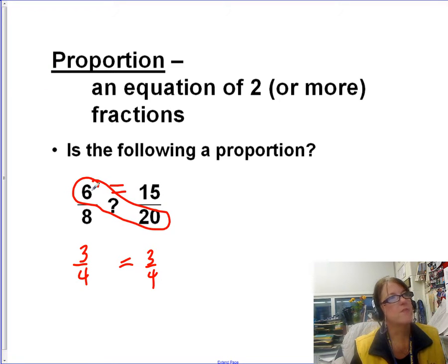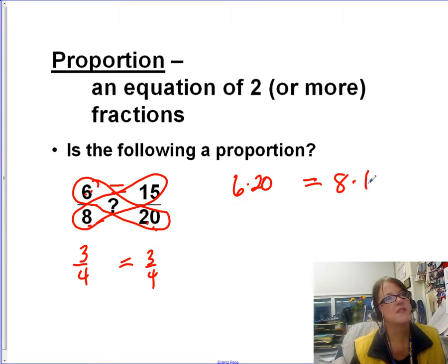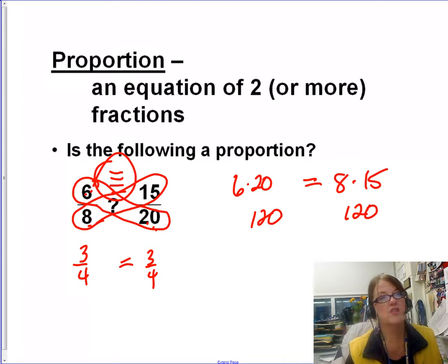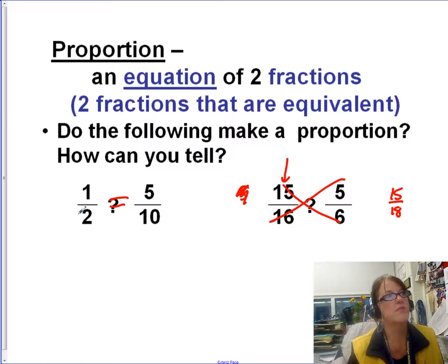If it really is a proportion, the cross products happen to be equal to each other. So 6 times 20, this numerator times this denominator, will also be equal to this denominator times this numerator. This is 120, this is 120. The fractions were exactly the same. So that's another way you can check to see if it truly is a proportion.